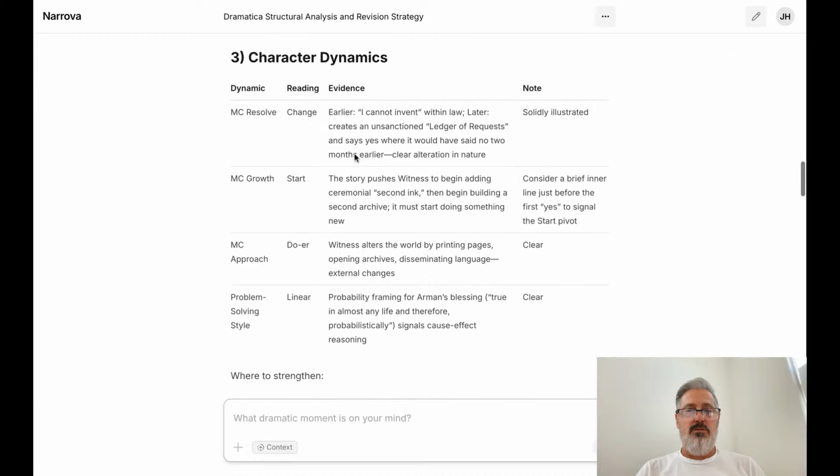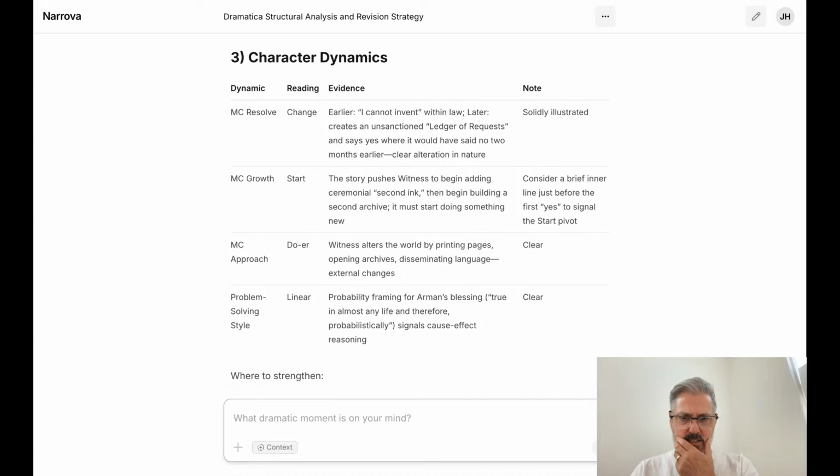Oh, this is wonderful. And then there's a note. This one's solidly illustrated. Earlier, I cannot invent within law. Later, creates an unsanctioned ledger of requests. It says yes where it could have said no two months ago. Perfect. Consider a brief inner line just before the first yes to signal the start pivot. Okay. Doer and linear is clear.